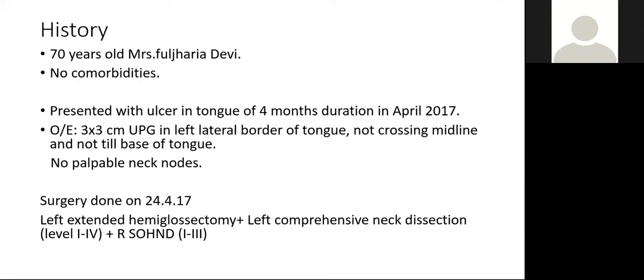This is a 70-year-old lady from Siliguri, which is in the northern part of West Bengal, with no comorbidity. She complains of an ulcer in her tongue of 4 months duration. And with this complaint, she presented here. On examination, there was a 3 by 3 centimeter ulceroproliferative growth in the left lateral border of the tongue, which was not crossing the midline and not till the base of the tongue. There were no palpable lymph nodes.